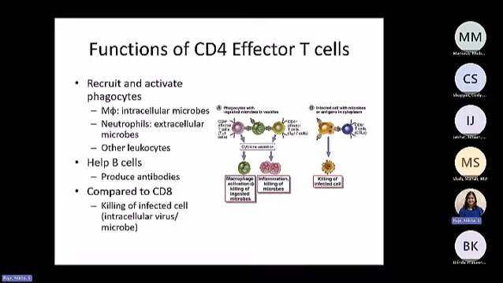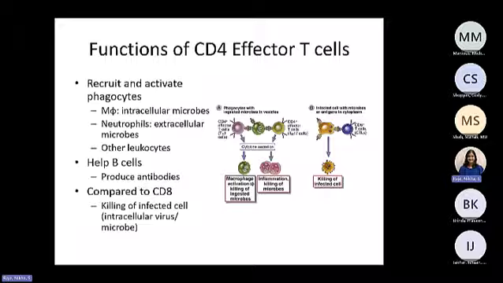So the function of these cells is to help with certain specific functions of cells that they interact with. For example, for phagocytes such as macrophages and neutrophils, the CD4 effector T cells can help recruit those cells and then activate those cells. Macrophages are important for intracellular microbes, neutrophils important for extracellular microbes. And then other leukocytes as well. They help in recruiting them and taking them to the sites where they're needed, whether it's eosinophils or monocytes or basophils. So that's the function for all these white cells.